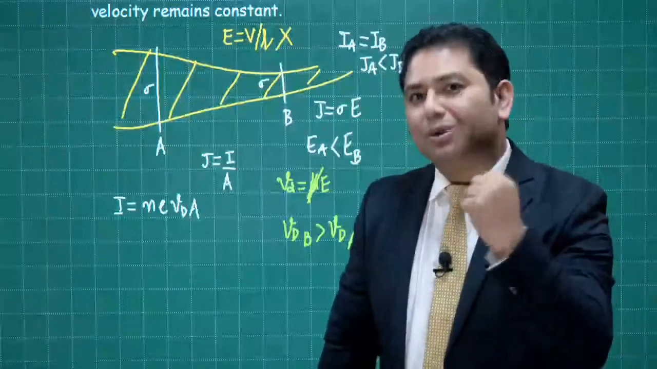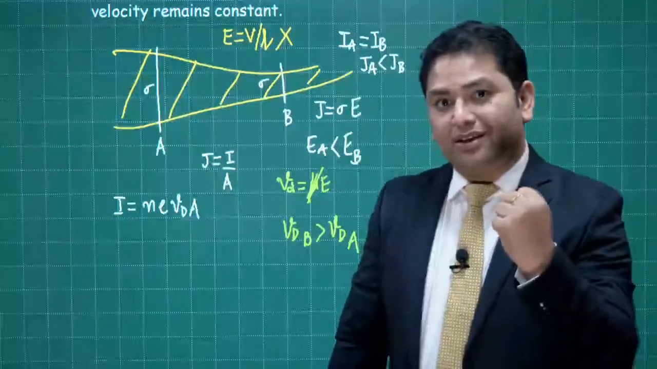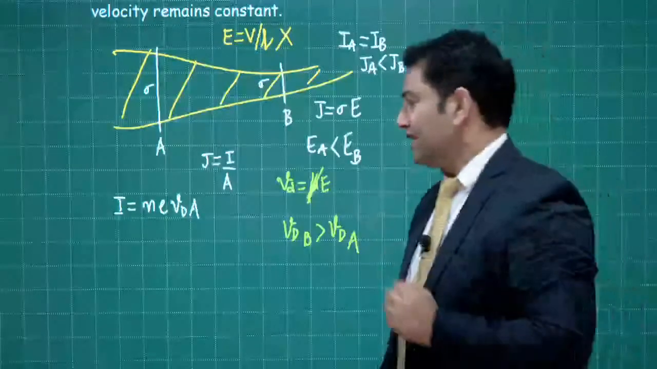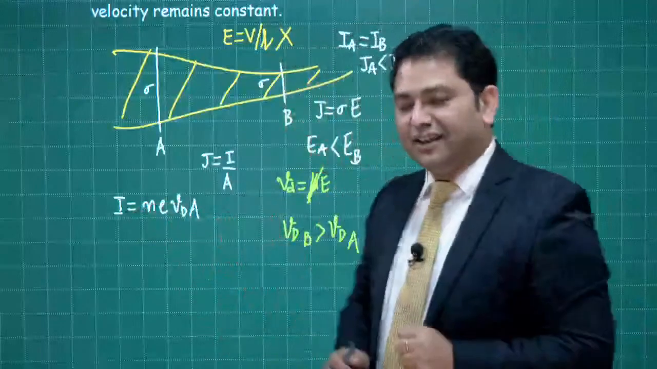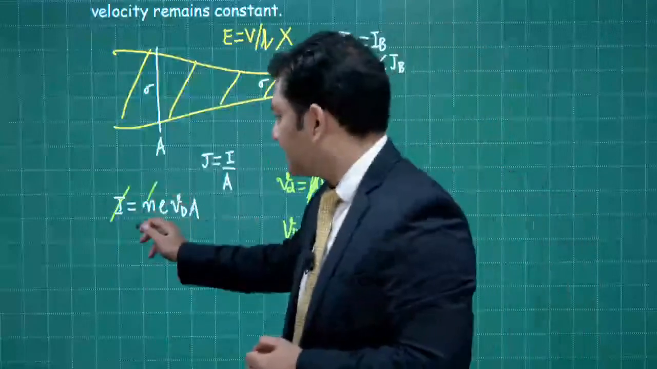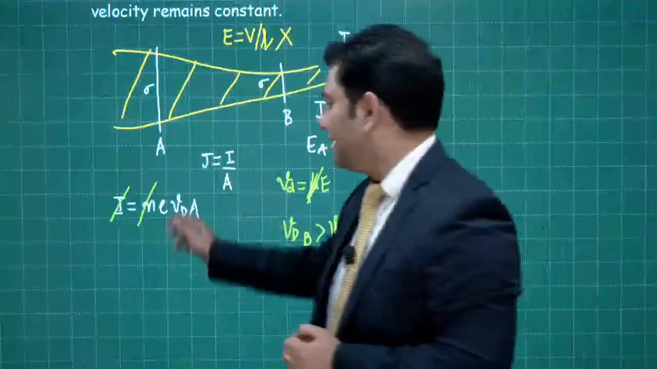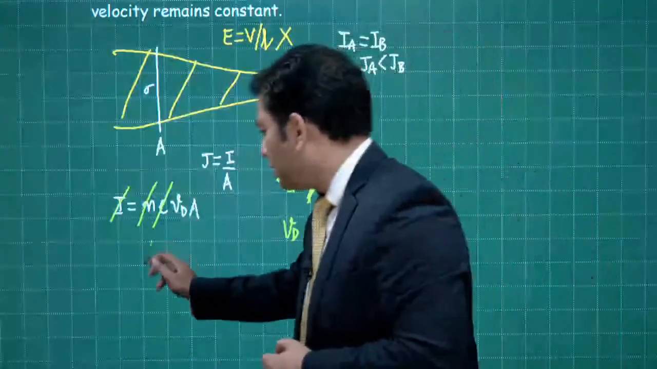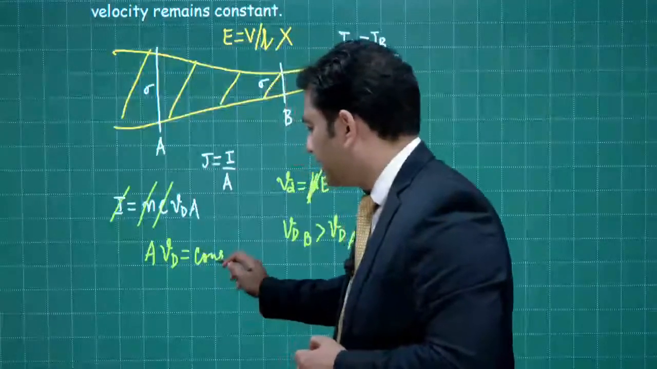And that is what I have been waiting for. That visualization is what I'm trying to give. Let's simplify physics. Let's bring some wow moment. Look carefully. I equals nevdA. I is same, we know. Number density is same, we know, that depends on the nature of material. Electronic charge is same. Oh my God, I'm getting area multiplied by velocity is constant.